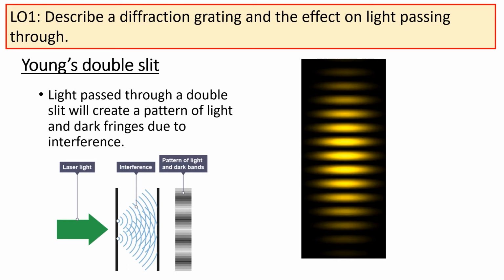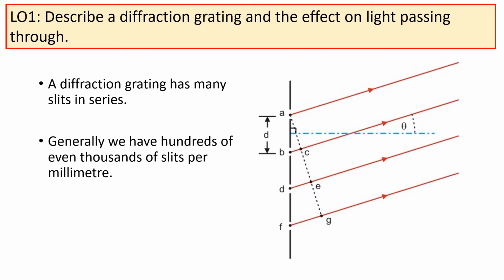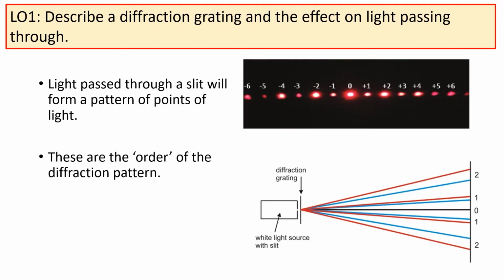The reason Young's double slit experiment is important for today is it's very similar to the diffraction grating. In the diffraction grating, instead of two slits, we have a series of many slits, generally hundreds or even thousands of slits per millimeter. When we observe the light that passes through the diffraction grating, we observe a diffraction pattern. This diffraction pattern consists of many bright points of light. We call these bright points of light the orders of the diffraction pattern.